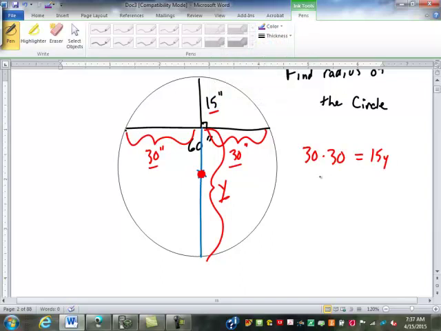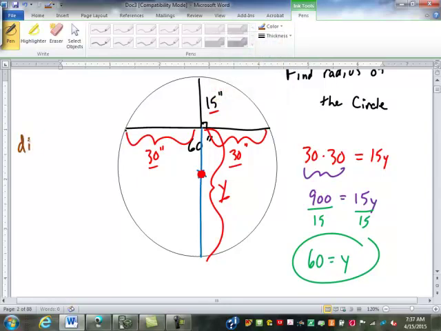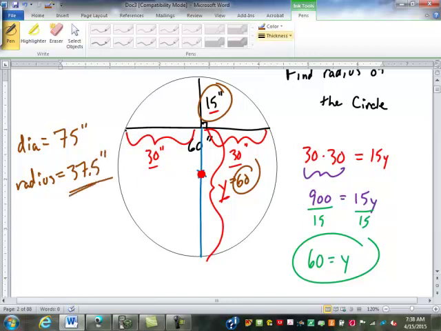So then I do 30 times 30, which is 900, equals 15Y. Then divide by 15, Y equals 60, which means the diameter is what? 60 plus 15 makes it all the way across. That would be 75 inches. So my radius is 37.5, 37 and a half inches. Perfect.